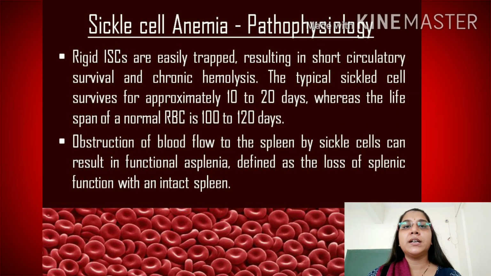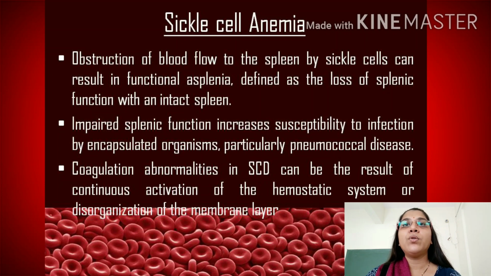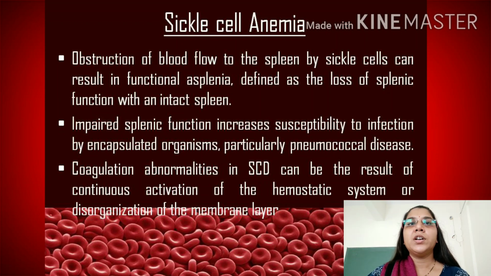Now, as we have seen, sickled RBCs cause the blockage of blood flow. So if there is obstruction of blood flow to the spleen, then that causes the asplenia condition. Asplenia means the loss of splenic function with an intact spleen. So there will be loss of function in the spleen. Now, when there is asplenia, the patient is more susceptible to infection. Further, this also causes coagulation abnormalities in the sickle cell disease patient.